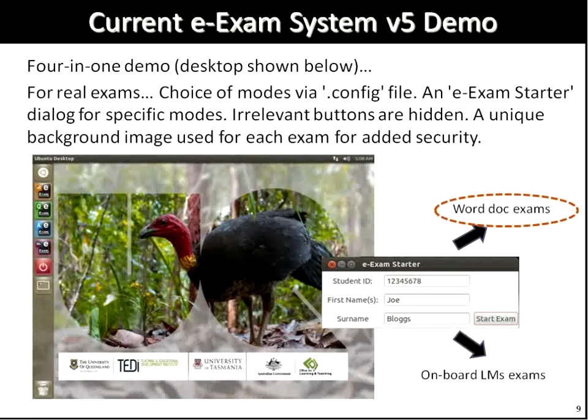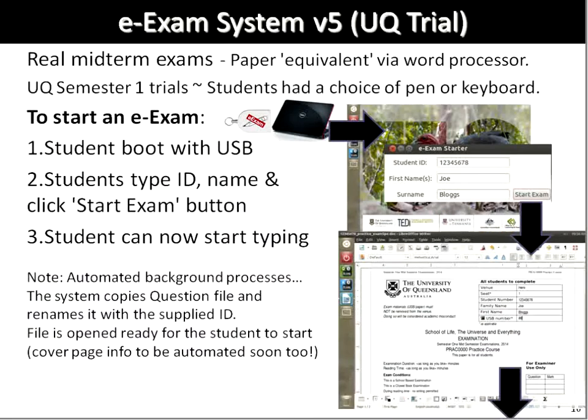So what we did for UQ exams was we just set the mode called paper, which is paper equivalent exam. What that did was put the dialog box on the screen, and it would just ask the students for the username or a student ID and then name, and then they click Start Exam. So actually the process is a little bit better explained on this next slide.